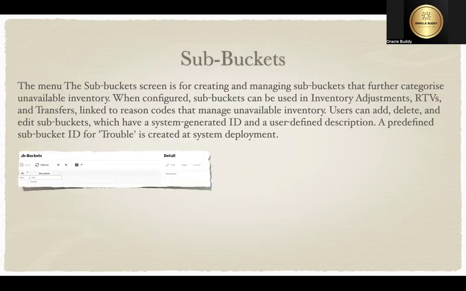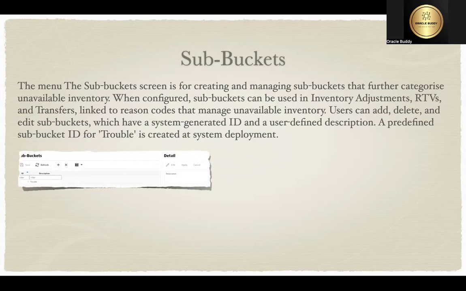Next is sub bucket. The sub bucket screen is for creating and managing sub buckets that further categorize unavailable inventory. When configured, sub buckets can be used in inventory adjustments, RTVs, and transfers linked to reason codes that manage unavailable inventory. So here we have many available dispositions, like minus stock on hand. If it is minus stock on hand, it implies it will decrease the total stock on hand and decrease the available stock on hand.